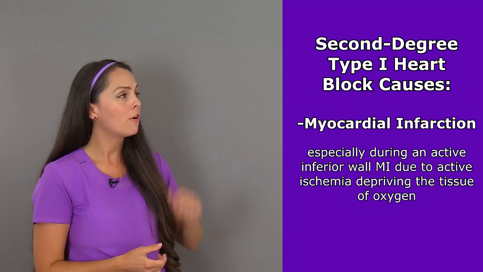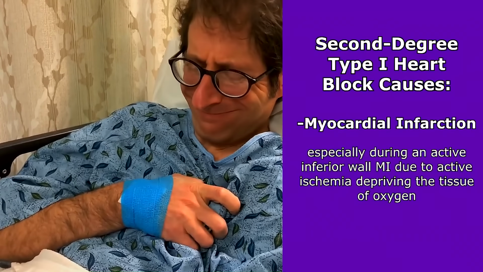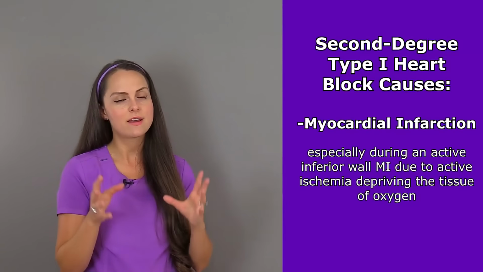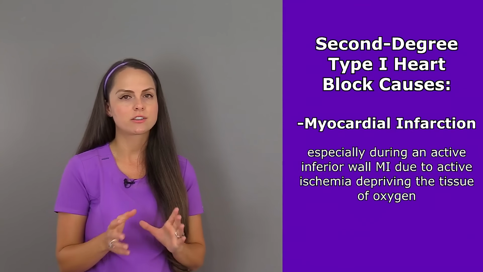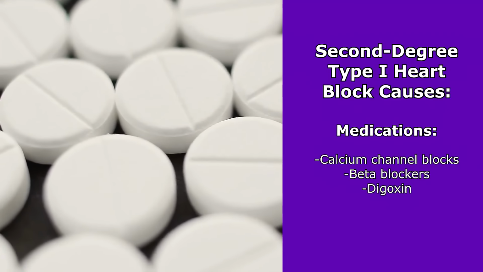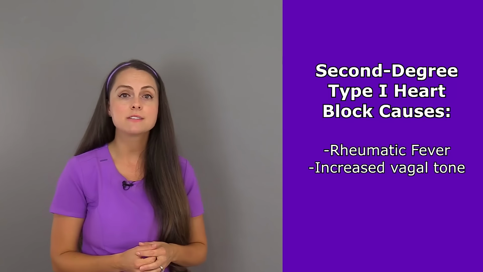Now, what can cause this type of heart block? Well, a myocardial infarction can, especially an active MI that's affecting the inferior wall of the heart because it's causing acute ischemia that's depriving that heart tissue of that oxygen it needs to function. In addition, medications can do this, like calcium channel blockers, beta blockers, digoxin, rheumatic fever, and increased vagal tone.